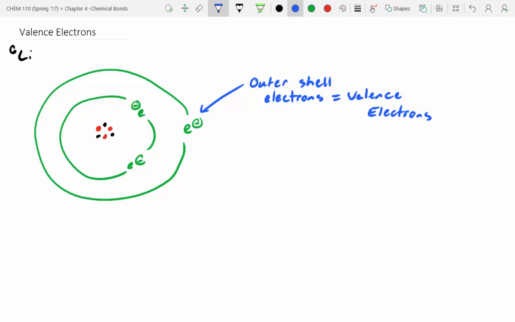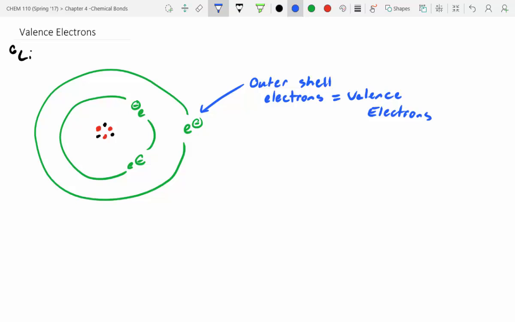Yeah, the Roman numerals, right? So if we look at lithium, it's in group 1A. So we could say, hey, it's got 1 valence electron. That's the easiest thing to do to determine valence number. What about boron? 3. It's in group 3A, so we'd say it has 3 valence electrons.